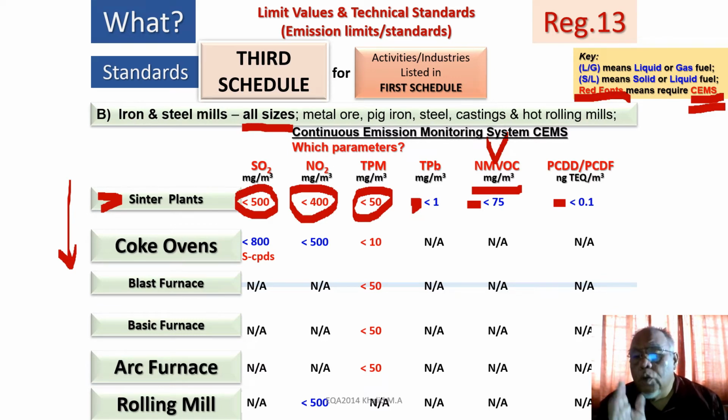So just do a baseline study and determine which strain, which species of the non-methane volatile organic carbon is related to you. And this particular regulation 13 subclause B for iron and steel mill, sulfur dioxide, nitrogen oxide, and total particulate matter is done. It's CMS. But for those in blue fonts, does the law here say anything?